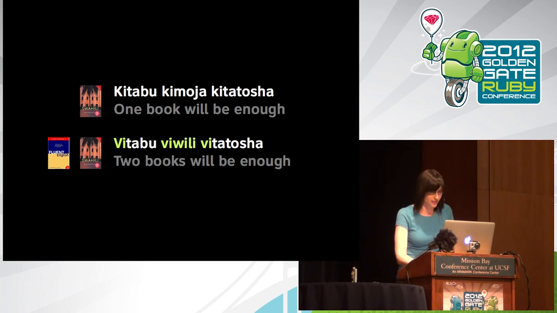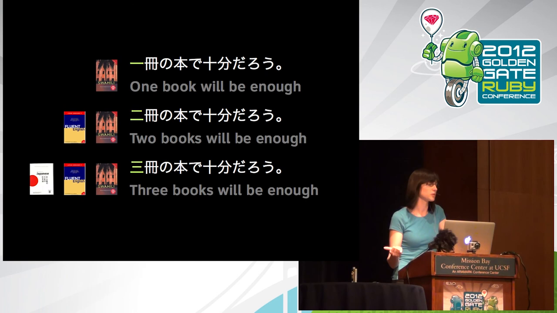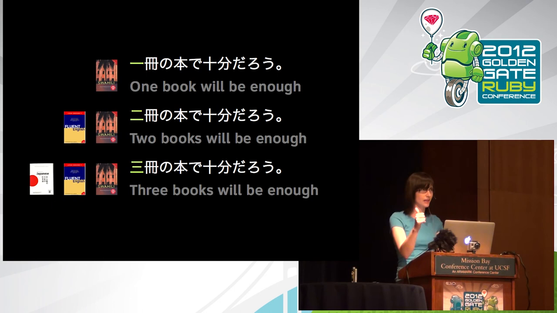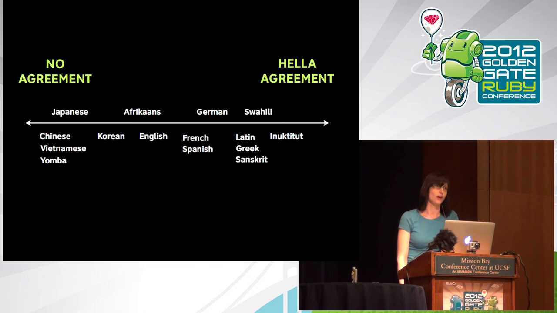Okay, so let's see. Compare Swahili and English to Japanese, which exhibits no agreement at all. And this slide makes me wish I had studied Japanese instead of Swahili, because look at this. That's so cool. 1, 2, 3. Not bad. Good job, Japan. Keep it up. So that's what the spectrum is all about.